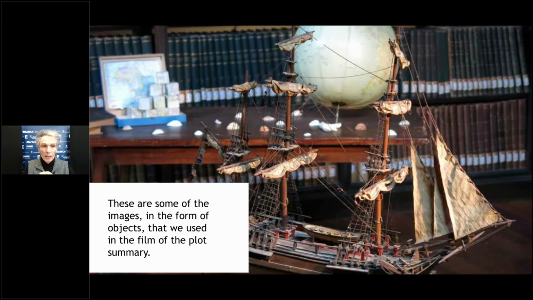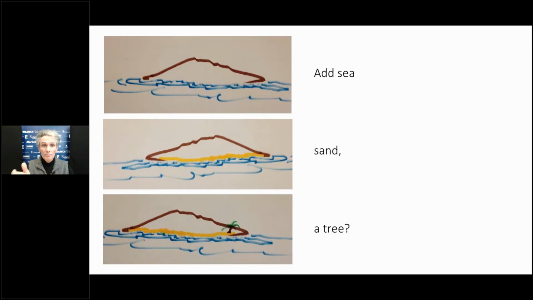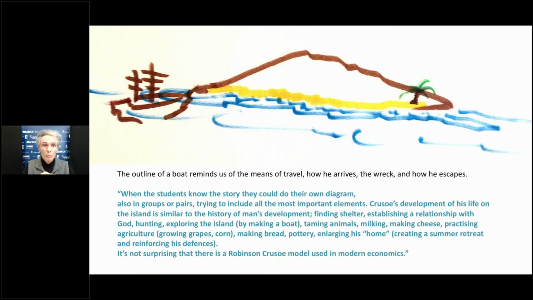These are just some of the images in the form of objects that we used in the film of the plot summary when we made the video which accompanies the book. For me, the key images are the island and a ship. You can find many images relating to Robinson Crusoe, fantastic images from all over the world if you like, but you can also create your own very simply with a few lines, with or without colour. Add sea, sand, a tree. The outline of a boat reminds us of the means of travel, both how he arrives, the wreck, and how he escapes.